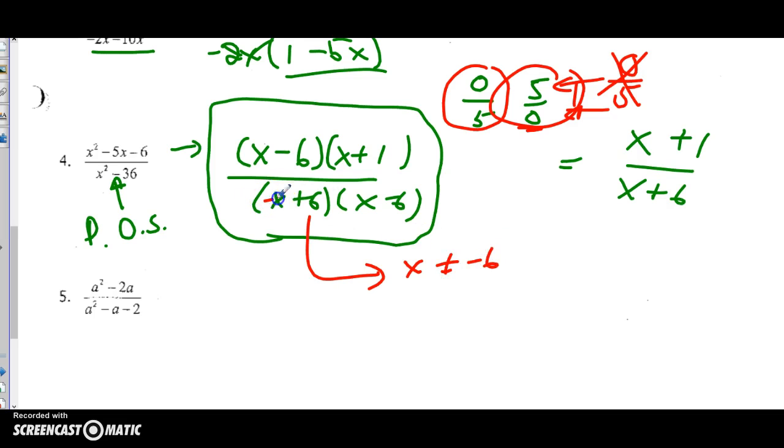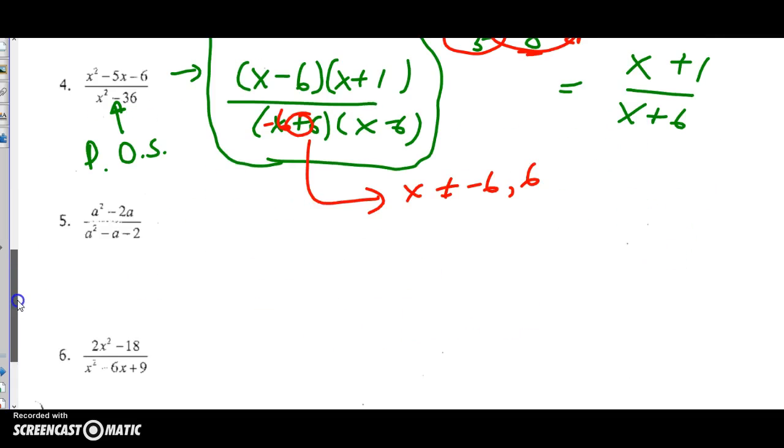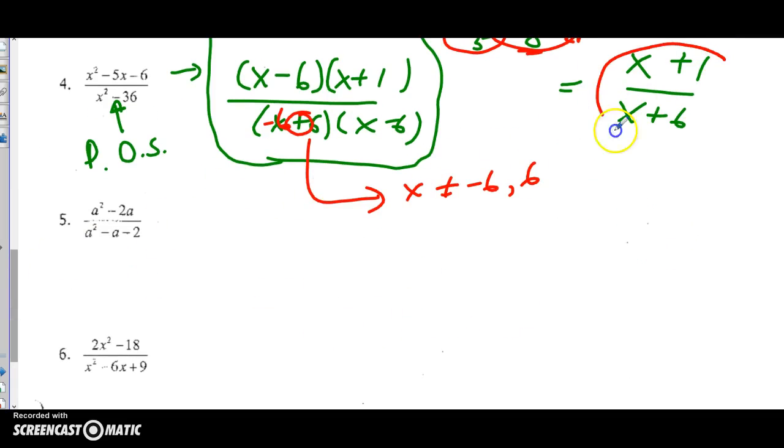Because if this was negative 6, then I'd have negative 6 plus 6, which is 0. And then I'd have something times 0, or the whole thing would be 0 on the bottom. The denominator cannot be 0. So I state my restrictions and I move on. But don't forget to do this before you cancel out. You can't state restrictions here, okay?